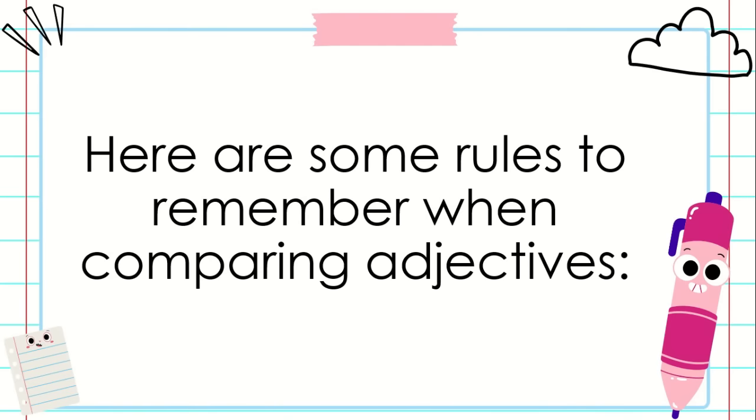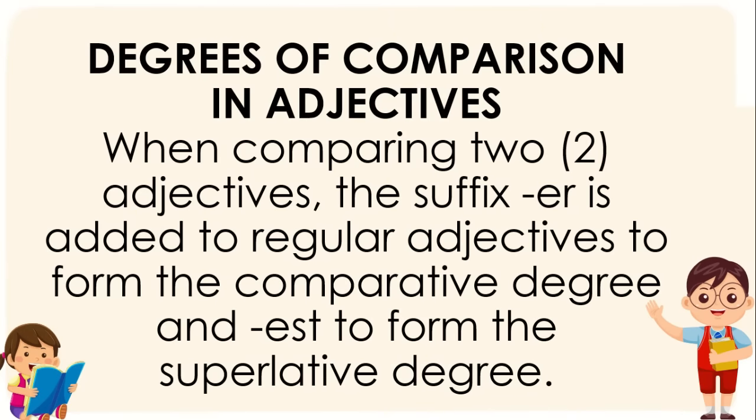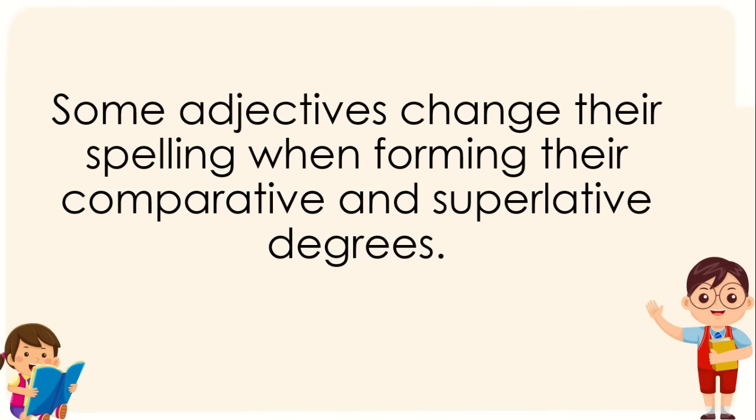Here are some rules to remember when comparing adjectives. When comparing two adjectives, the suffix er is added to regular adjectives to form the comparative degree and est to form the superlative degree. Some adjectives change their spelling when forming their comparative and superlative degrees.